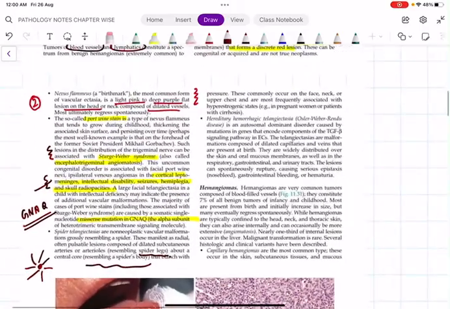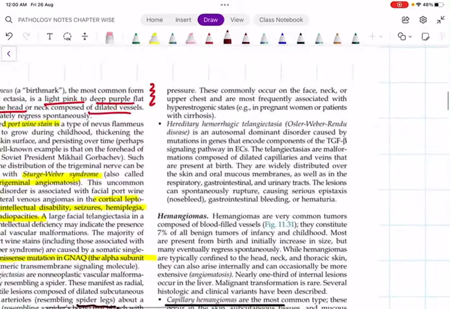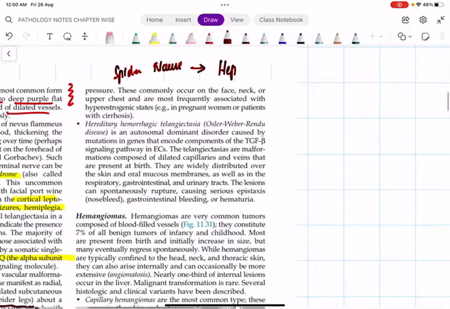And remember, this will blanch with pressure. This is most commonly seen. See, spider nevus, I am writing here, spider nevus is one of the markers for hepatocellular failure, liver cell failure. In medicine, you will learn it is one of the markers of liver failure. We have others: gynecomastia, alopecia, everything. Spider angioma or spider nevus is one of the liver cell failure markers.